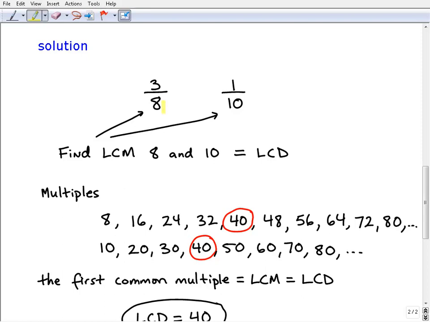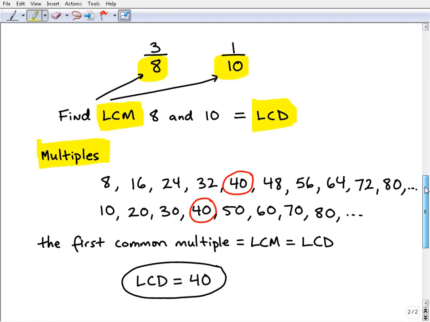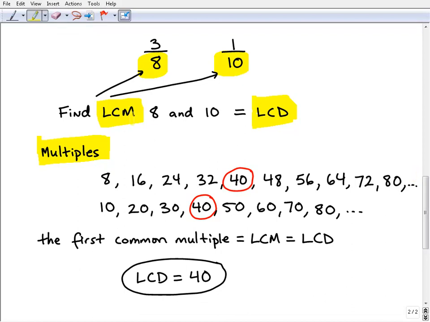All right, so we have 8 and 10 as our denominators. So to find the LCD, what we need to do is find the least common multiple of those two numbers, 8 and 10. And when we do that, we're actually finding the LCD. So the least common multiple, what does that mean? Well, let's restate what LCM stands for: the least common multiple, or the lowest common multiple. So what are multiples?